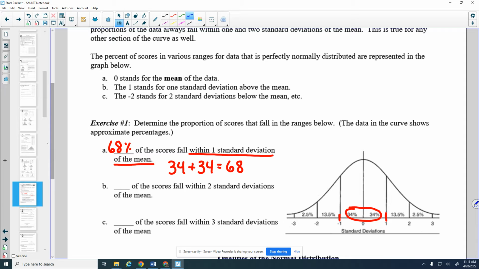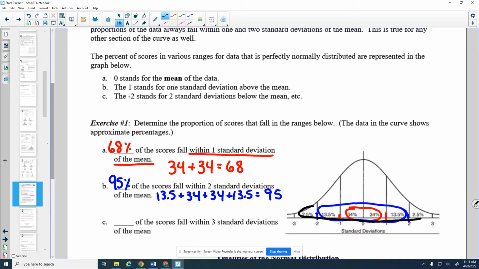Our next one is 2 standard deviations from the mean. So we're going to add up all 4 of these numbers. I'm going to write them all out. You could obviously double some of them because they appear twice. So this adds up to 95. And that's a lot, right? So 95% of the data is within 2 standard deviations from the mean.